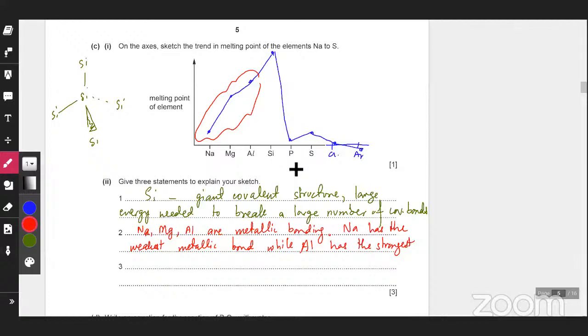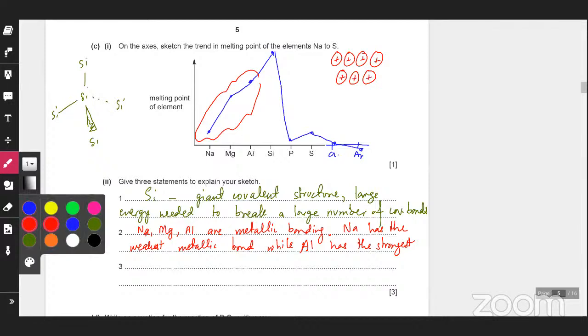But why does Na have it? What is metallic bonding? Metallic bonding is when you have a bunch of positive ions. Metals like to lose electrons. So you have lots and lots of positive ions because metals are electropositive. They lose electrons easily, and the electrons are roaming somewhere in the middle. So why is Na the weakest?